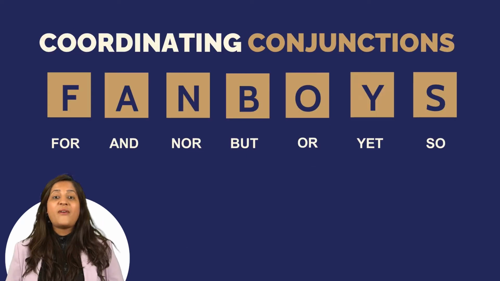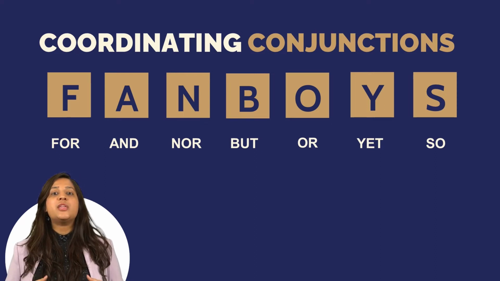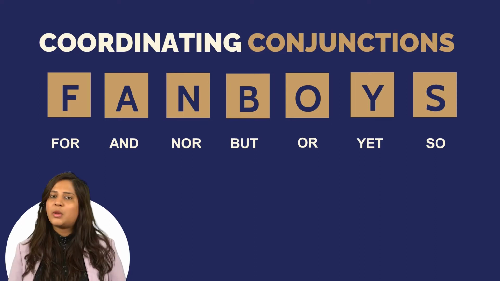Here is the acronym fanboys, which will help you remember the list of coordinating conjunctions. Here, F means for, A stands for and, N stands for nor, B is for but, O is for or, Y is for yet, and S is so. Any of these conjunctions could be used to connect ideas of equal importance.